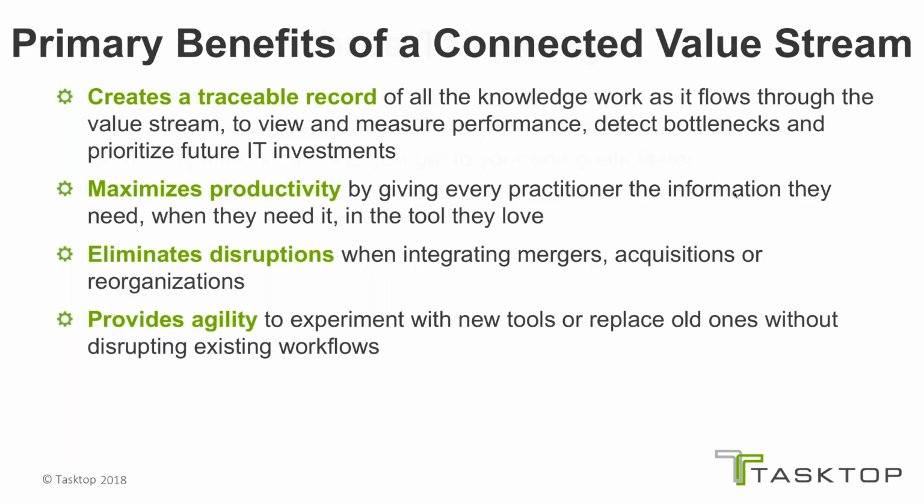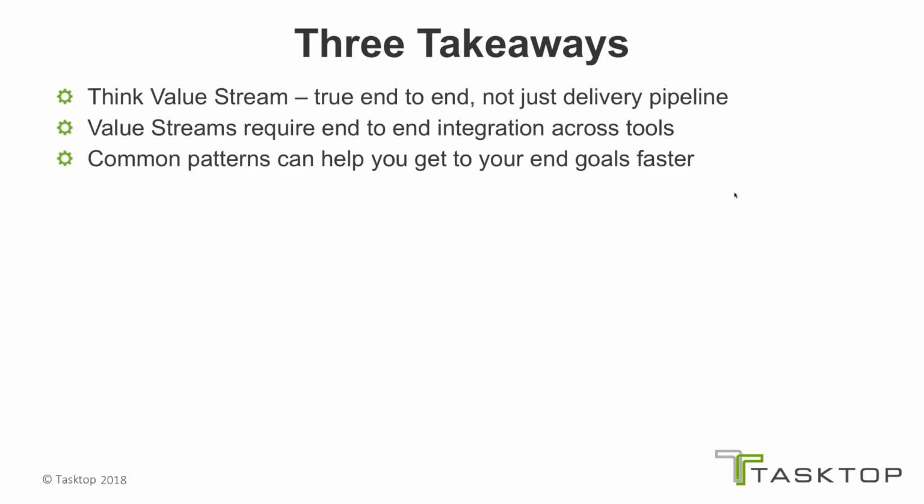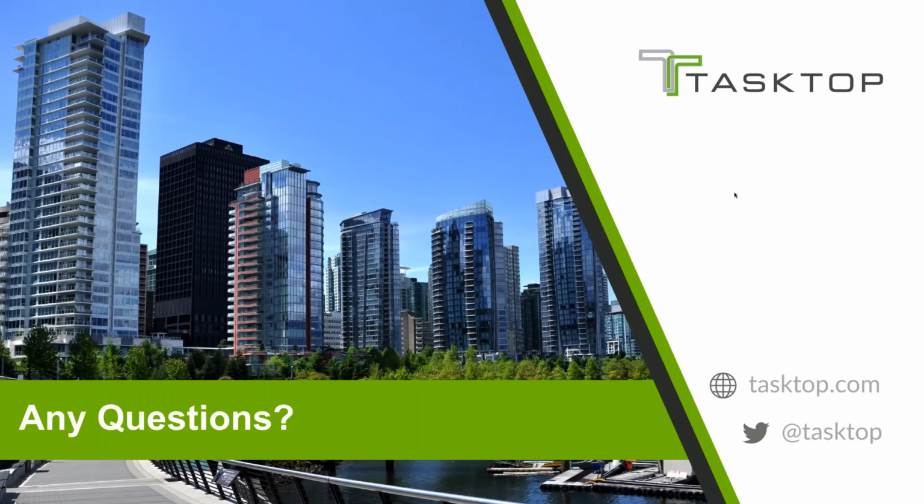So the three takeaways: think value stream, true end-to-end. Don't forget, it's a four quadrant circle, which doesn't make sense. Circles don't have quadrants, but y'all know what I mean. Think true end-to-end, not just the CI/CD delivery pipeline. And these value streams require end-to-end integration across tools. But rather than that being overwhelming and a little bit scary, hopefully this research we've done helps you to see that there are common patterns that can help you to get to your end goals faster. So with that, I will open it up for questions, and I will actually turn it over to Sarah.